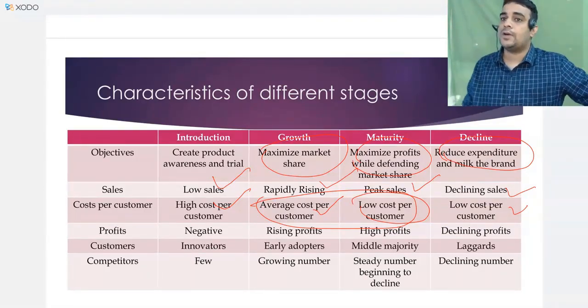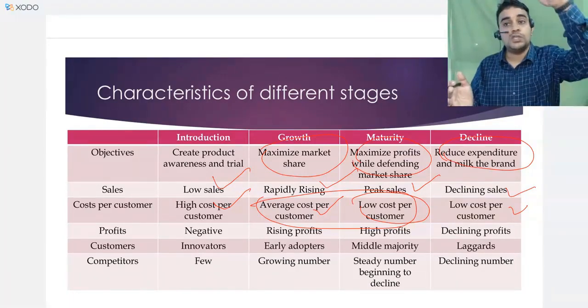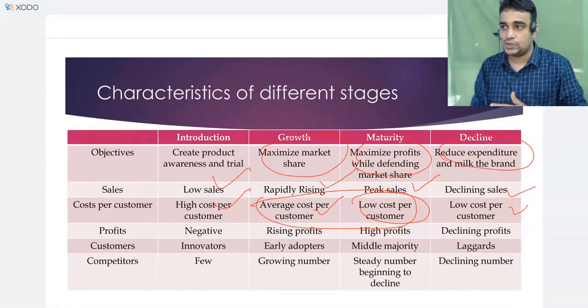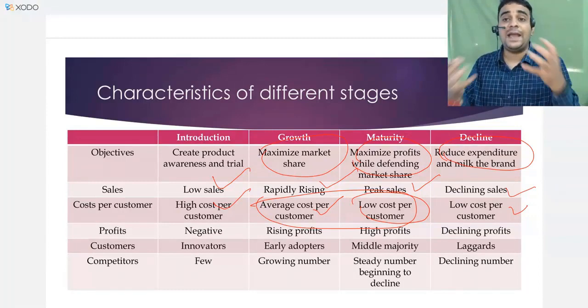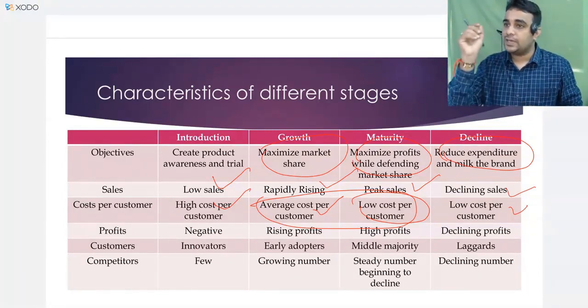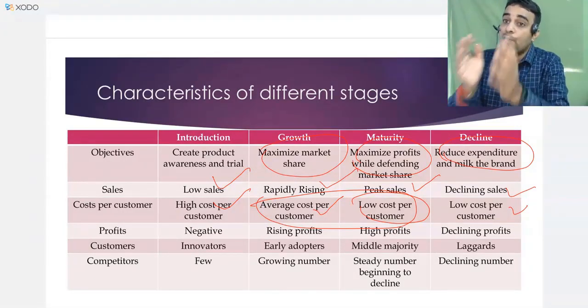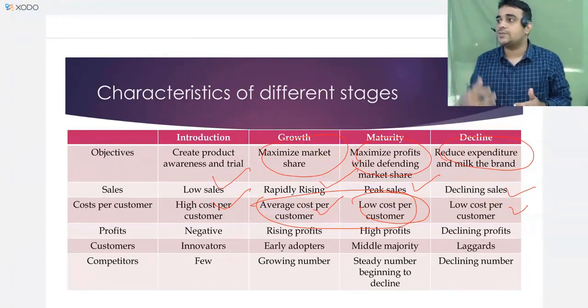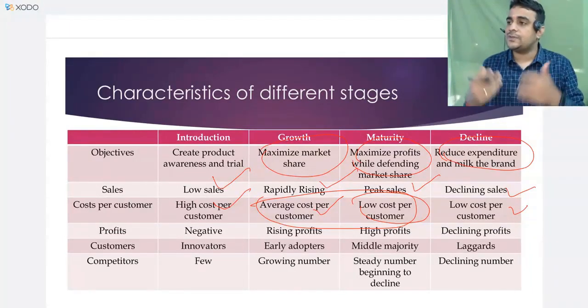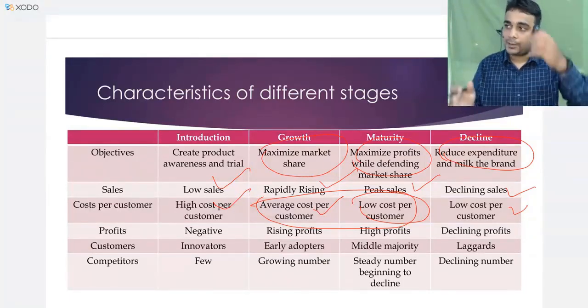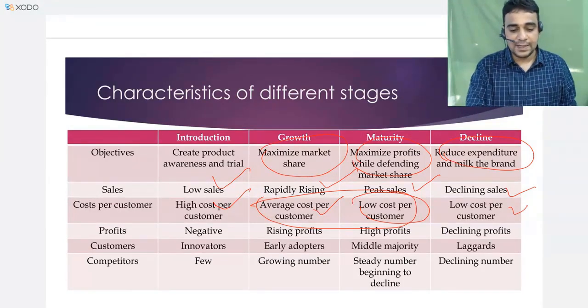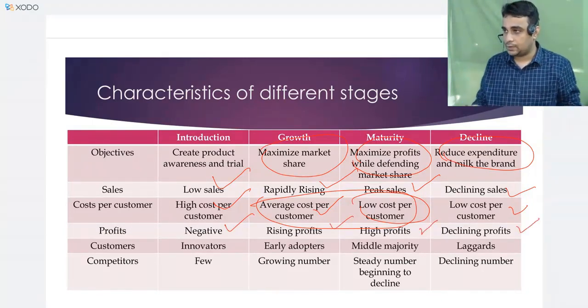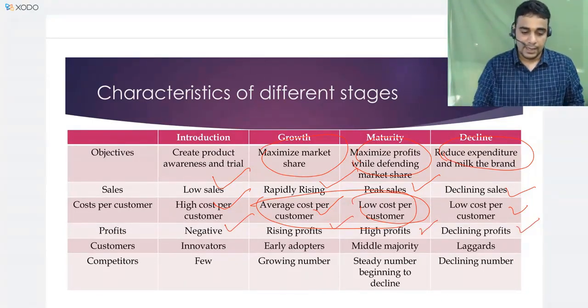Why will it become high cost per customer? Because you will lose the benefits of economies of scale. Earlier you were buying 5 lakh units of raw material and the supplier was giving it at 20 rupees. Now you are saying you will buy only 1 lakh units of raw material. He'll say you'll have to buy at 22 or 23. So economies of scale benefits come down, which will also have an impact on the fixed cost side. Profits: negative, rising, highest, then declining or can become negative also.